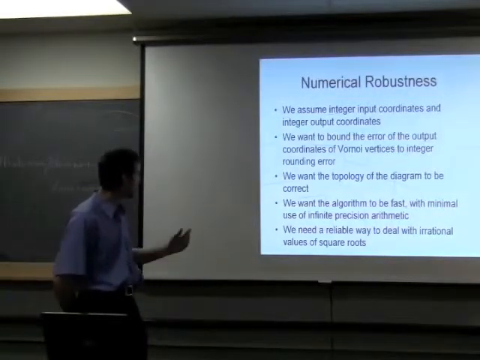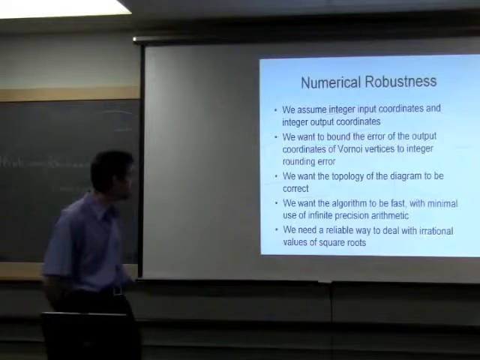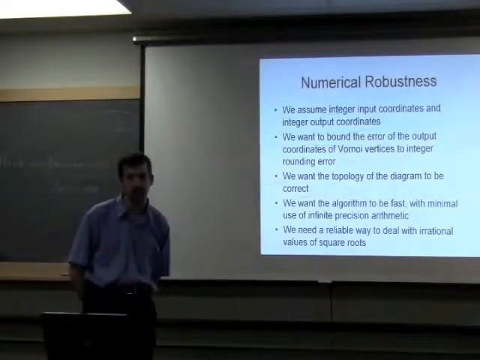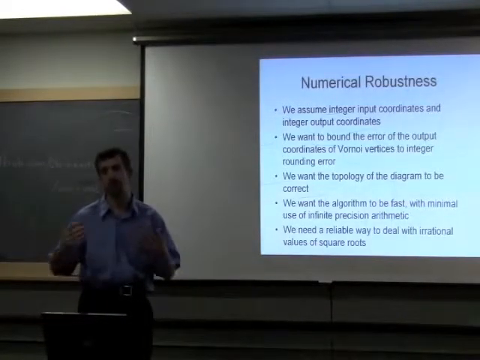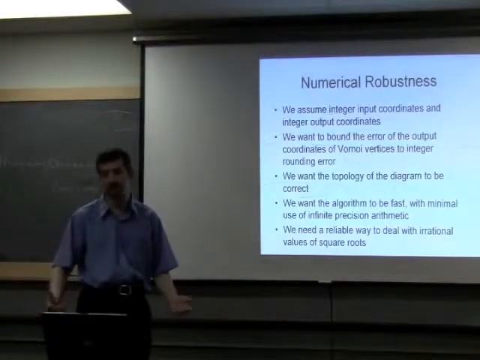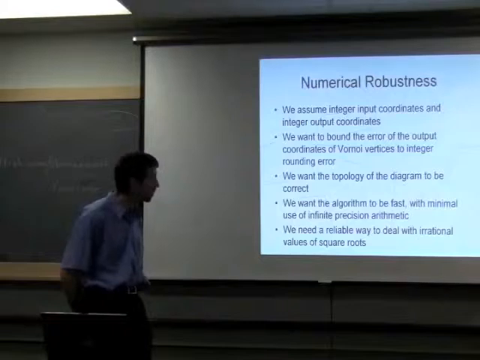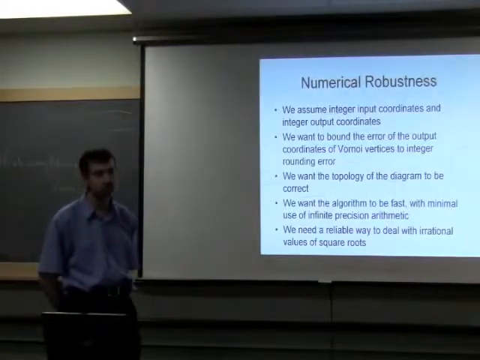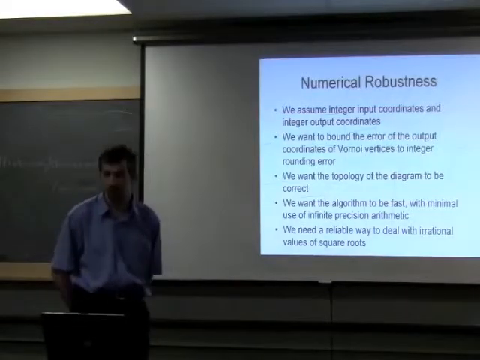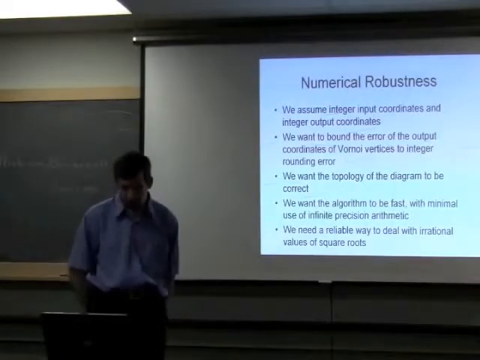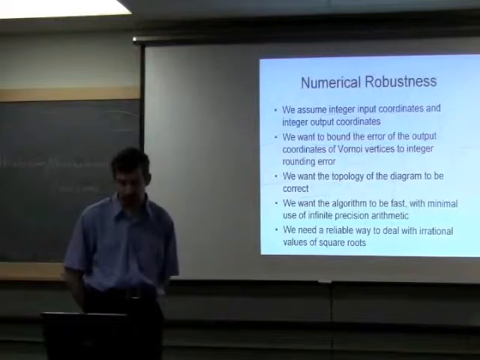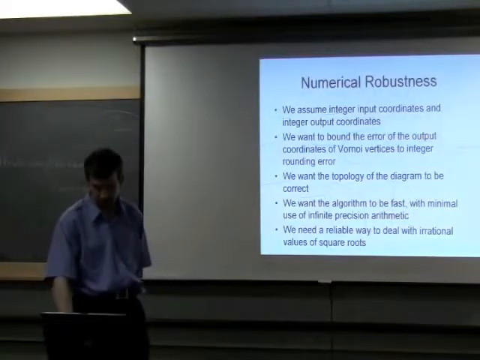We also want the algorithm to be fast with minimal use of infinite precision arithmetic. Just saying I'm going to use infinite precision arithmetic everywhere is a cop-out. That's not a solution for anything that's practical. And in our case, it's not even possible because an infinite square root is infinitely large and not useful. So we need a reliable way to deal with the irrational value of square roots in the algorithm.